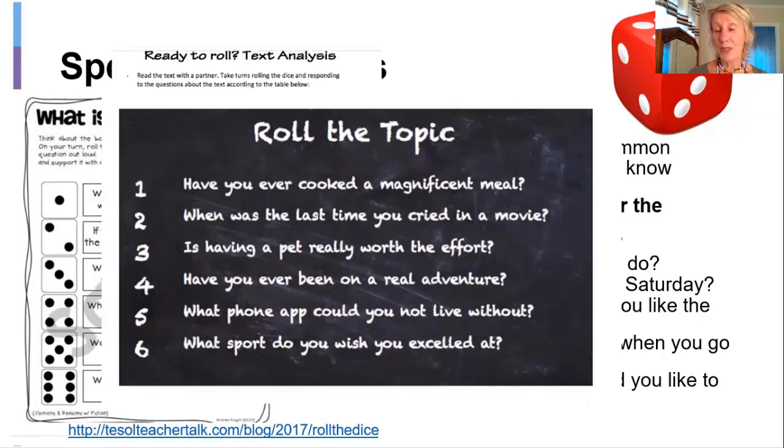And which sport do you wish you had excelled at? Maybe it'd be swimming or surfing or rollerblading. I can't roller skate, so maybe I should say that, or rollerblade. Letting some things out about myself.